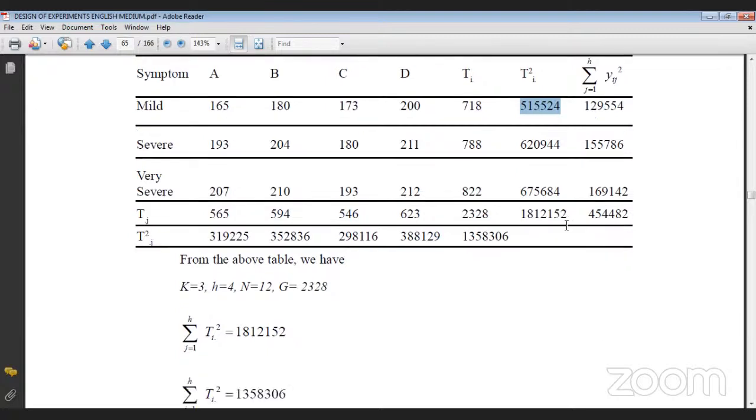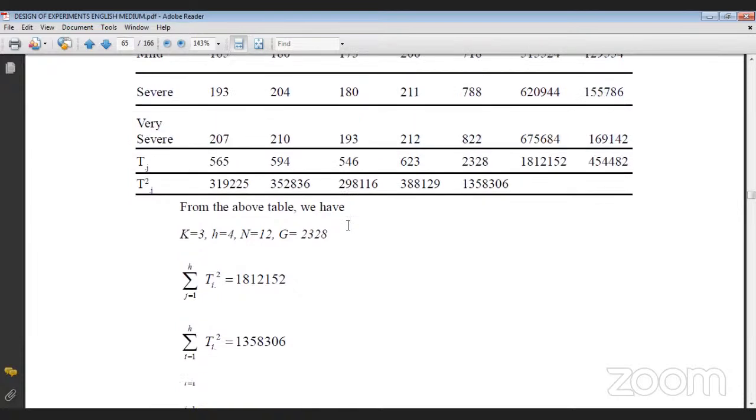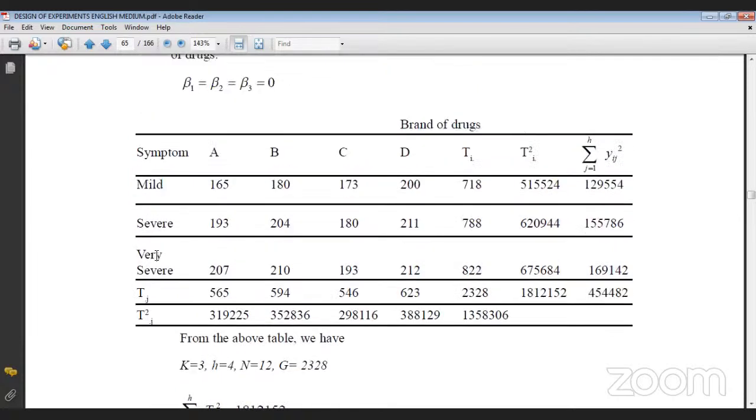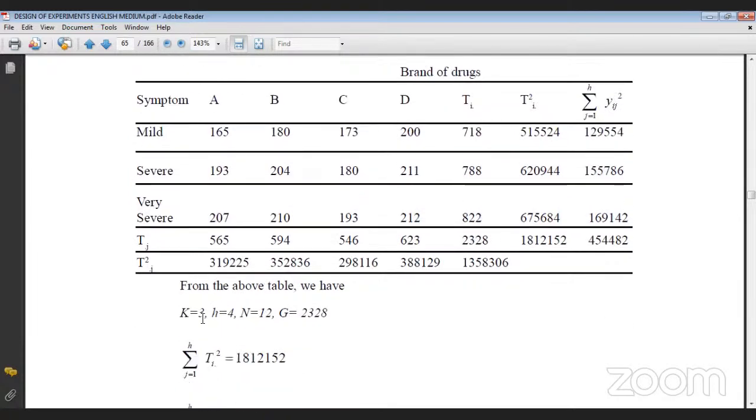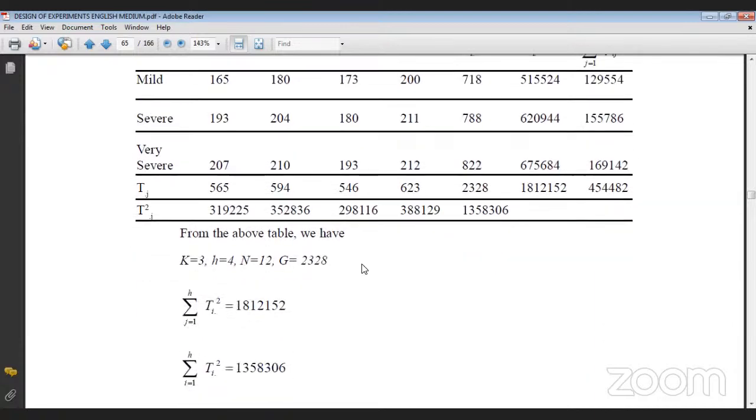See here, I will give you a clarification, why Yij square, how it comes. Then I will tell you. Just wait. So K is equal to how many here? 3. So the value is ABCD, 4. N is equal to how much? 4 into 3. Sir, N is 4 into 3, how much?